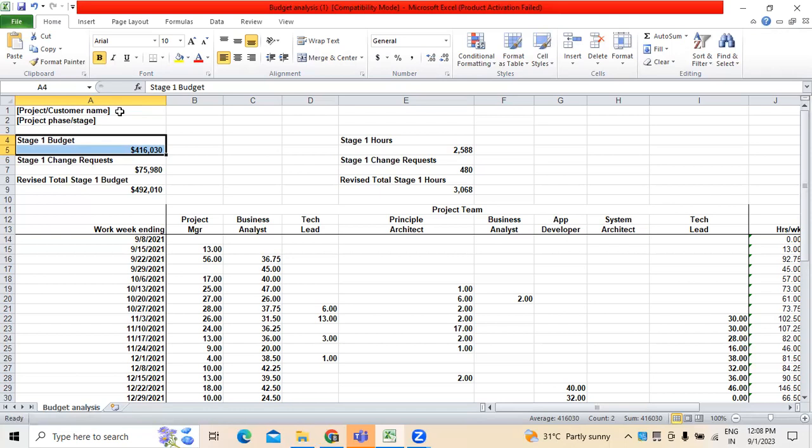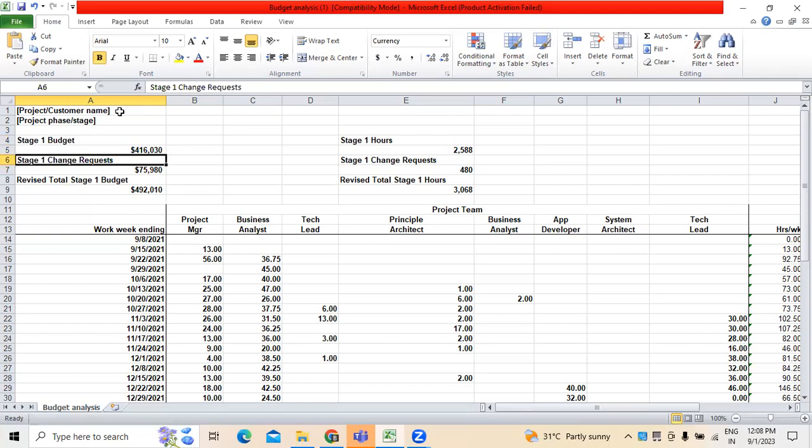Let's say, for example, stage one, where we have taken a budget in dollars, of course. So 416,030 is what the budget is, for example. I'm just giving you rough figures.